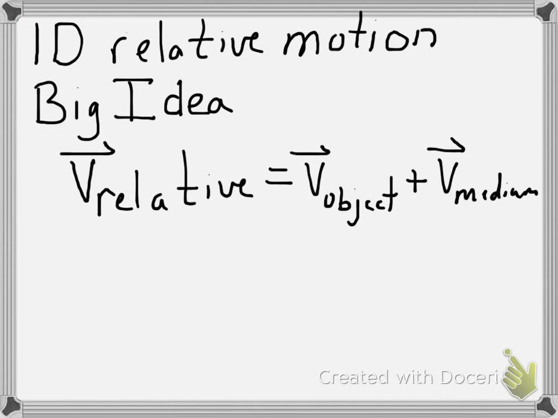In this little thing, we are going to look at relative velocity in one dimension, and the big idea that I want to focus on here is that the relative velocity of an object is equal to the velocity of the object plus the velocity of the medium in which the object finds itself.